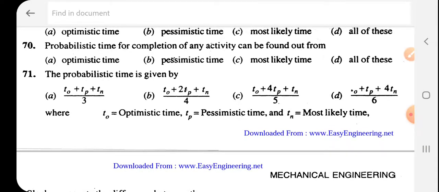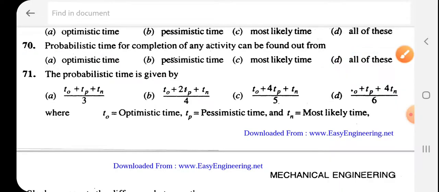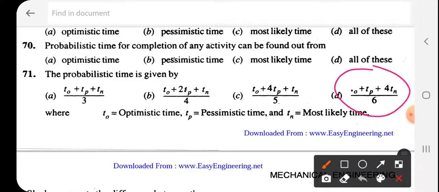Probabilistic time for completion of any activity can be found out from any of the above. The probabilistic time in PERT can be found out from any of these 3 because all 3 times are involved. Probabilistic time is given by To plus 4 Tm plus Tp, divided by 6. Okay, this is To.